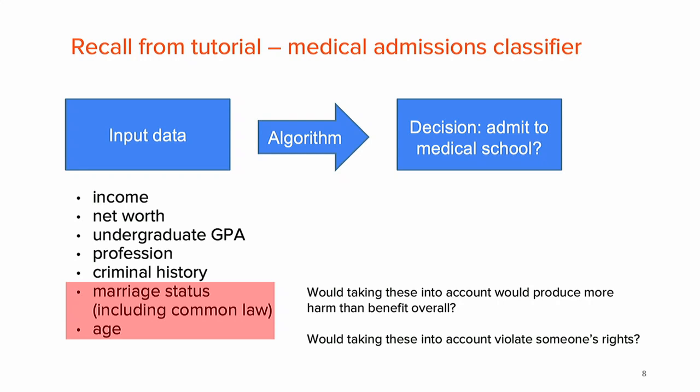The ones that seemed probably most iffy to you, though, were marriage status and age, but especially marriage status. Whether someone is single or married or whatever seems extremely irrelevant to whether they should be a doctor, right? But notice that all this information, if you fed it into a machine learning algorithm, would probably generate better predictions. But nevertheless, even though they would probably generate better predictions, there seem to be some pretty strong reasons not to take some of this information into account.